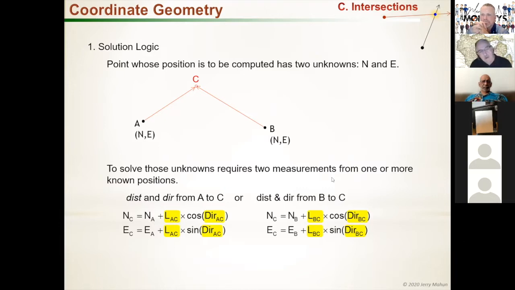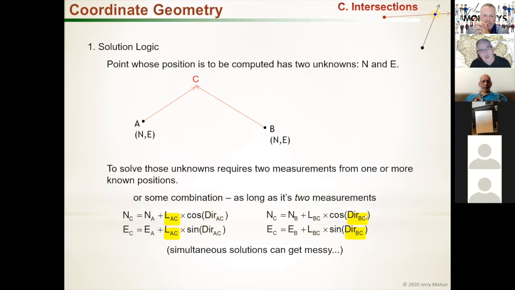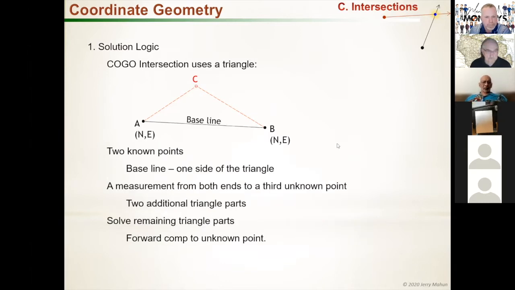You don't have to have the same 2 measurements from one point. You can have 2 measurements from 2 different points. So in essence, I can have a distance from A and a direction from B. Those are my 2 knowns to solve the 2 unknowns, in any combination of those. So that's basically what COGO is: using 2 other points and connecting them through 2 measurements to a 3rd point to establish the position of that 3rd point. Basically what we're creating is a triangle.